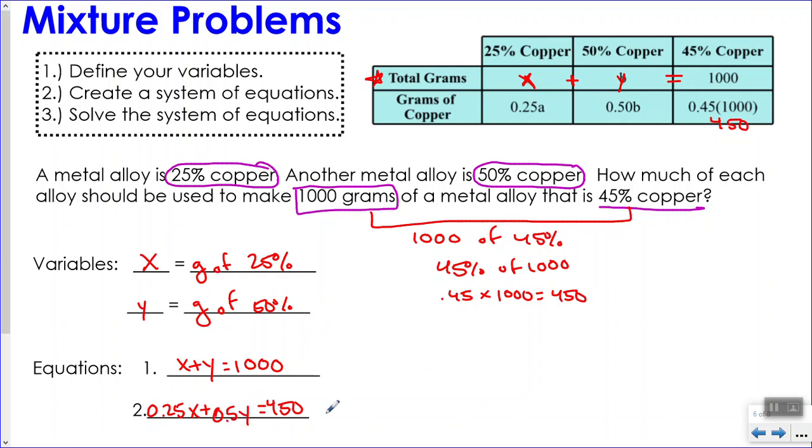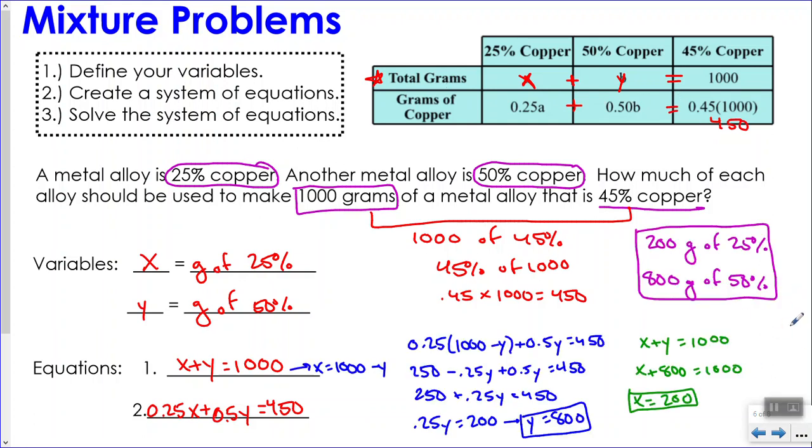So once we've got our system, even though it was a little bit complicated to set up, this problem actually becomes fairly simple. Go ahead and pause the video and see if you can solve the system. Alright, so once we solve our system here, we end up getting 800 grams of 50% alloy and 200 grams of 25% alloy.